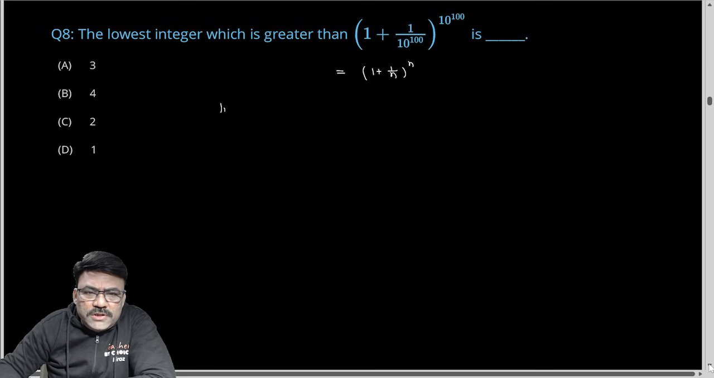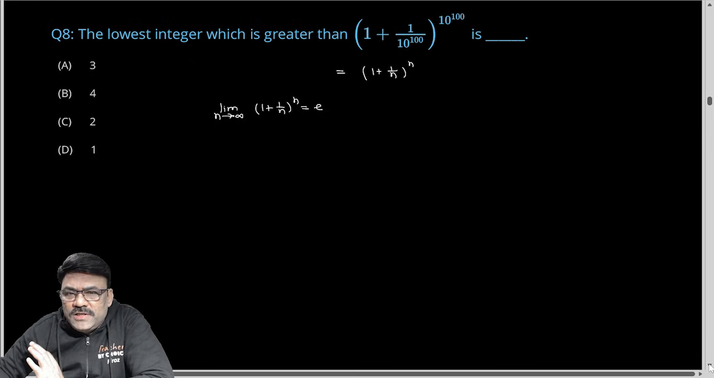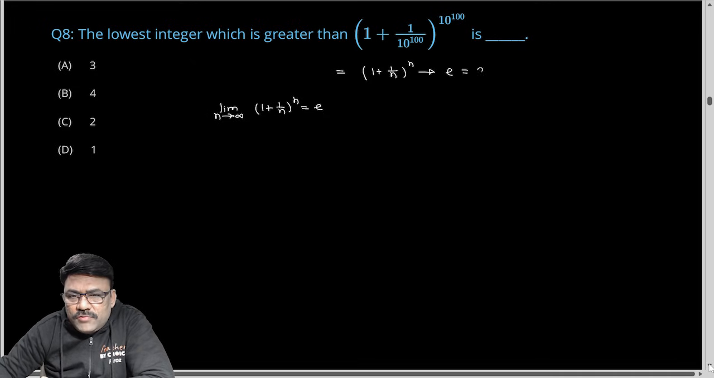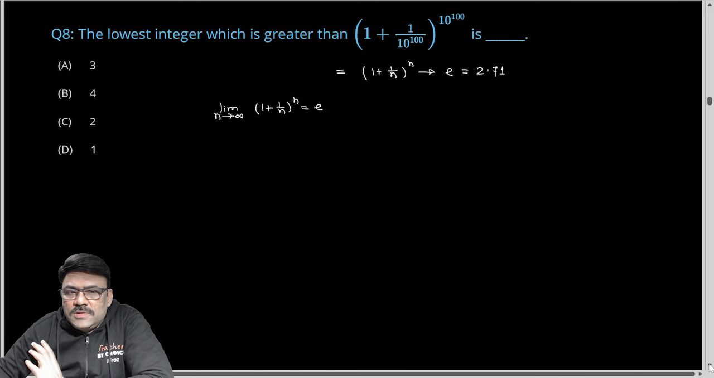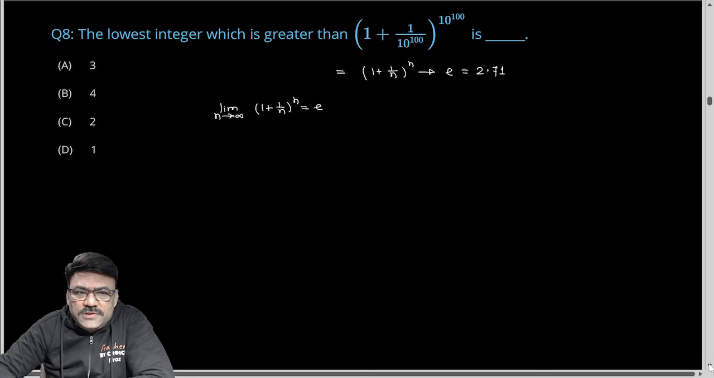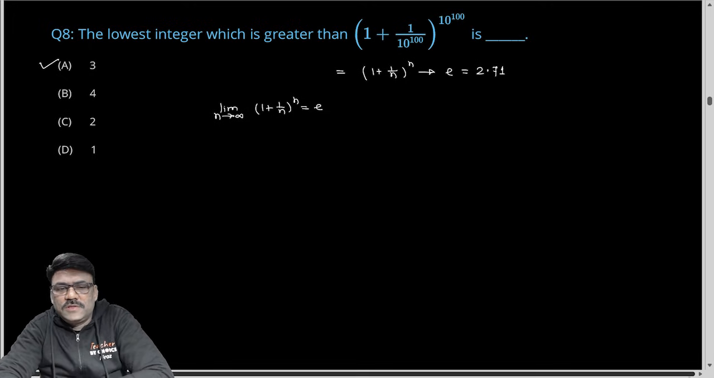Now you know that when I take n very large, let's say n is approaching infinity, (1 plus 1 by n) raised to n, this limit will be e. So when n is a large number, this quantity will be approximately e, approaching e. And e is roughly 2.71. So hence, the least integer which is greater than this number will be 3.